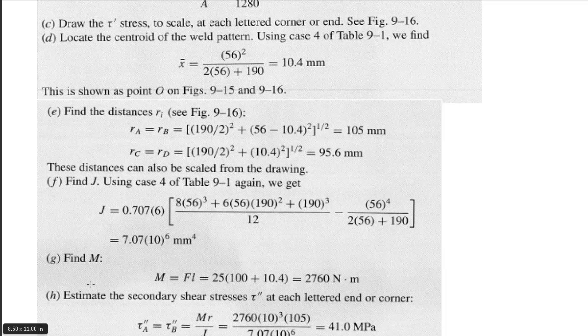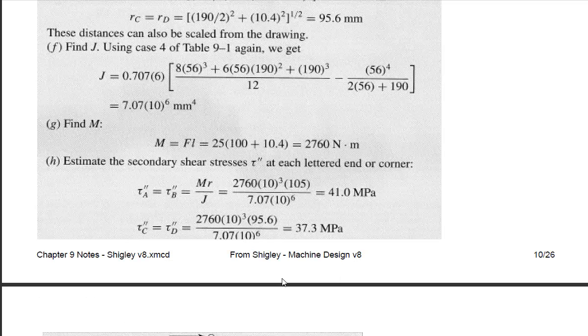Okay, now our moment, or torque if you want to call it that, is the force that's been transferred to the centroid times the distance to the centroid perpendicular to the force. And so that was a 25 kilonewton force times a distance of 100 to the top of the weld plus an additional 10.4 to get to the centroid of the weld. Okay, and so our secondary shear stress is TR over J, or MR over J, if we're going to call it M here.